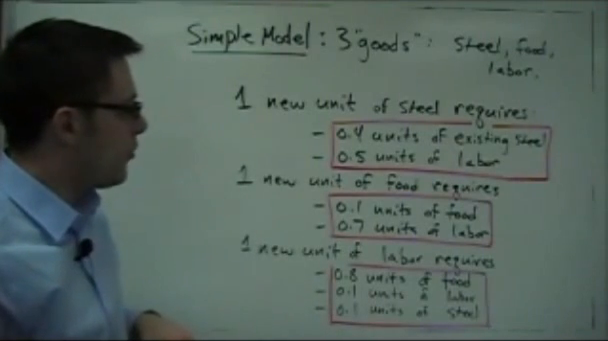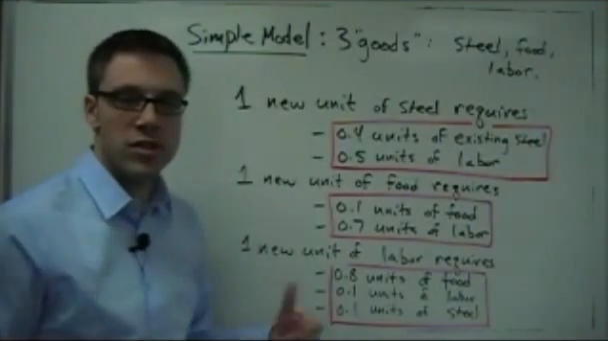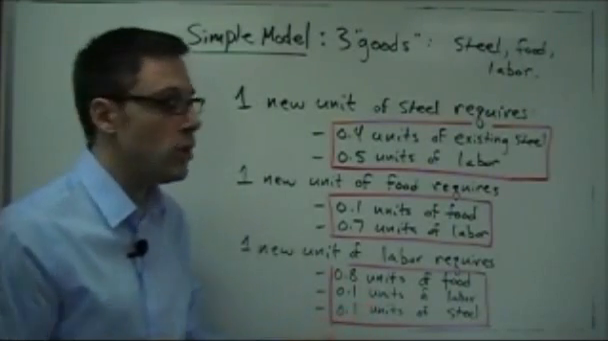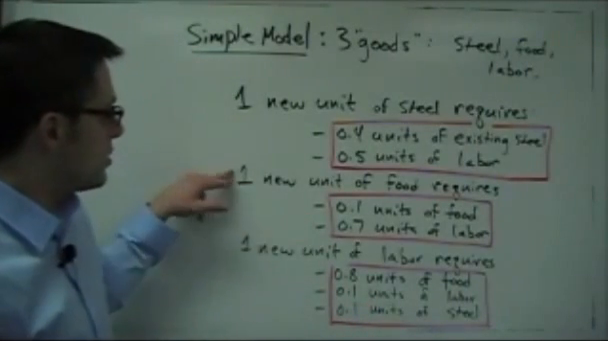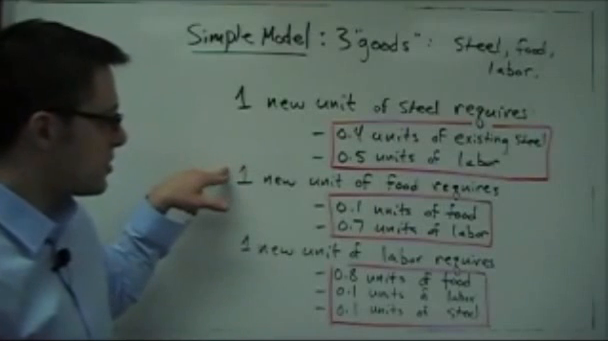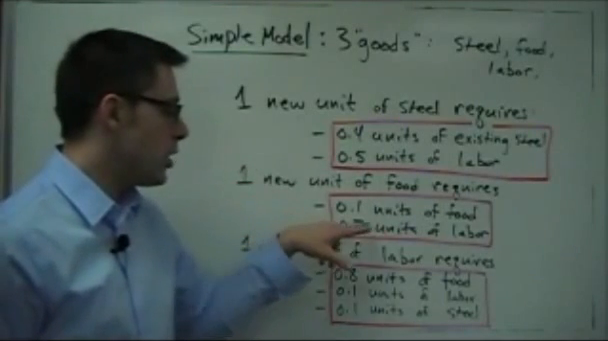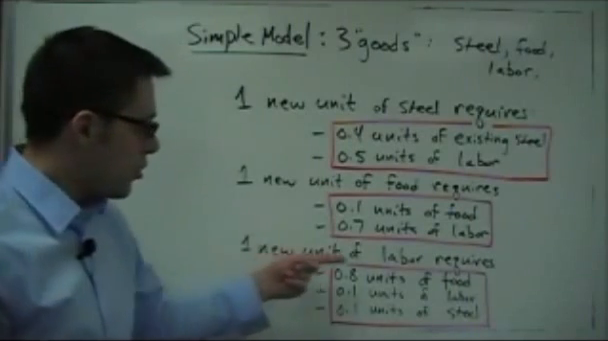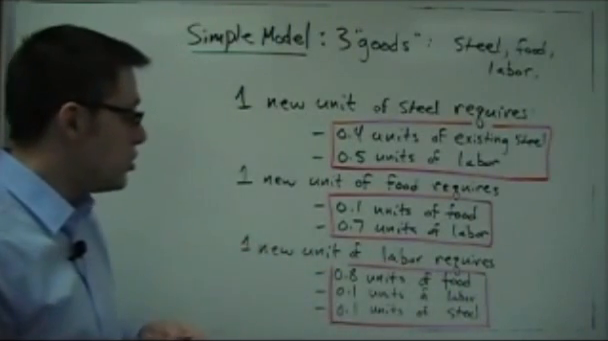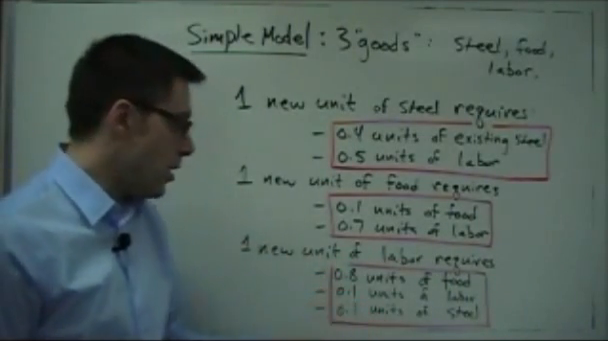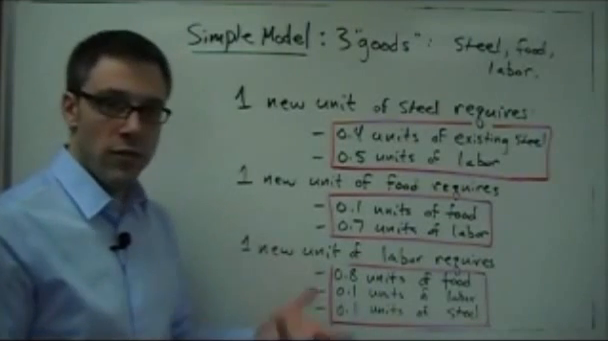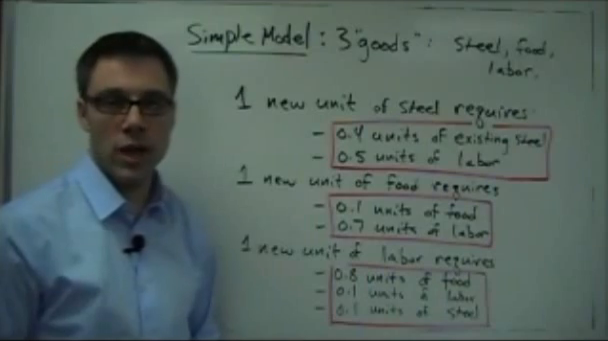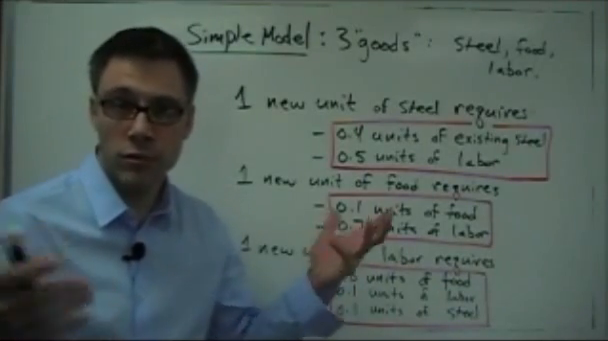One new unit of food production requires, well, somebody's got to make the food, right? And you have to start with yeast or some kind of food to make new food. So again, here's the output. One unit of this sector is going to require as an input 0.1 units of food and 0.7 units of labor. Similarly, for this third sector of the economy, one new unit of labor is going to require 0.8 units of food, you got to feed your labor, 0.1 units of labor, and 0.1 units of steel. We got to have some steel work to actually do something with.